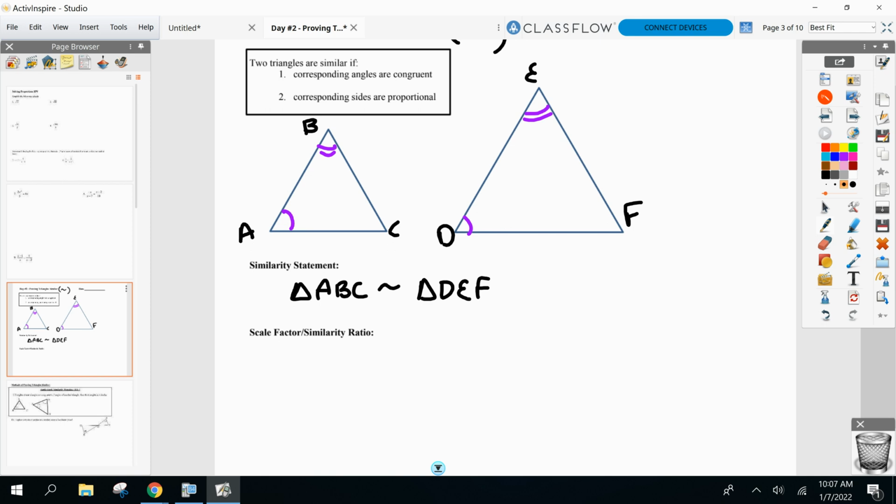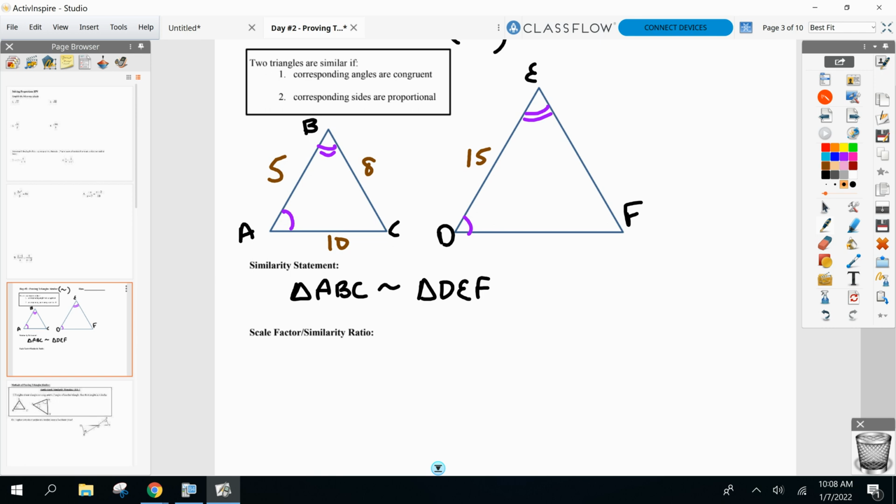Watch. I'm going to say AB is 5. AC, what do I have there? AC, 10. BC is 8. So those are the three sides of that smaller triangle. Now, the sides over here are not 5, 8, 10 anymore. Ready? 15.